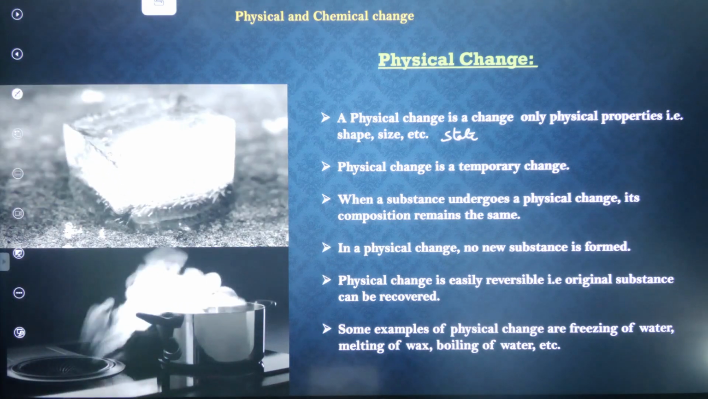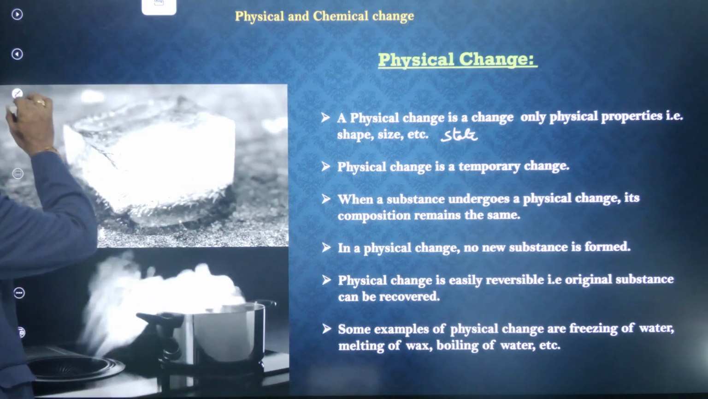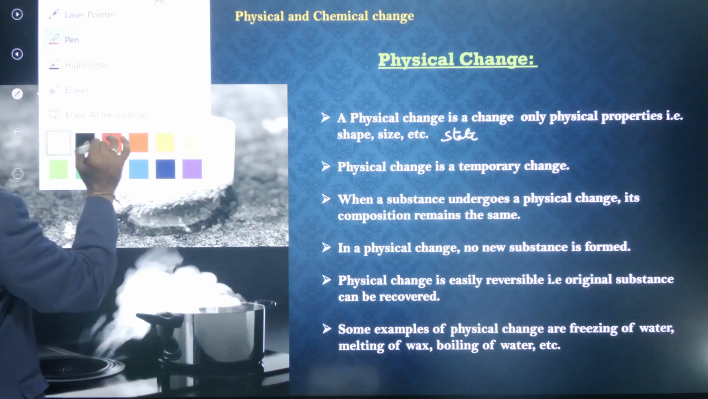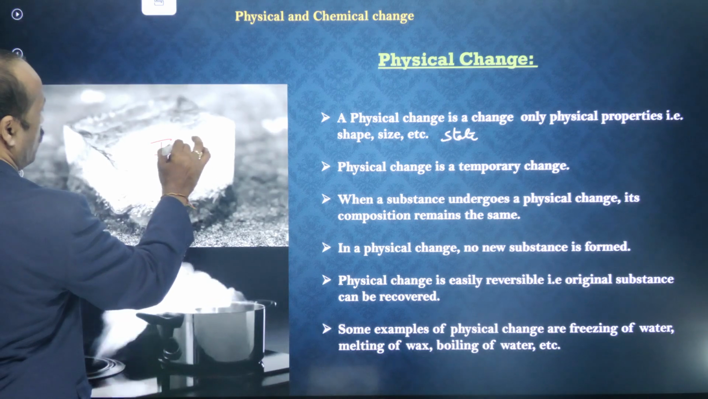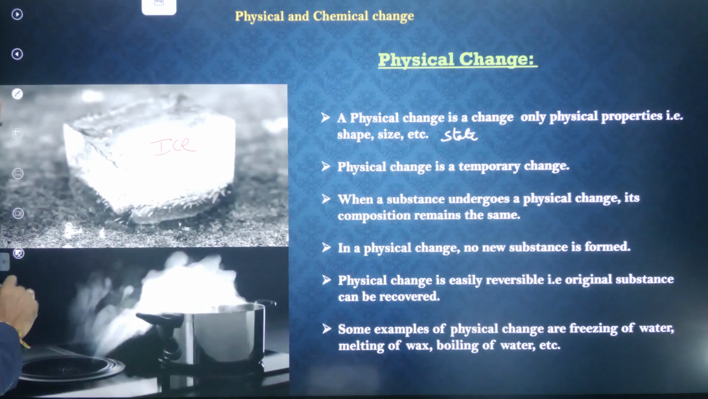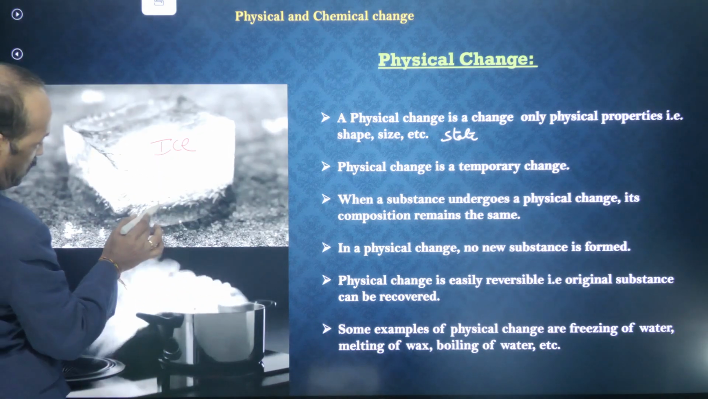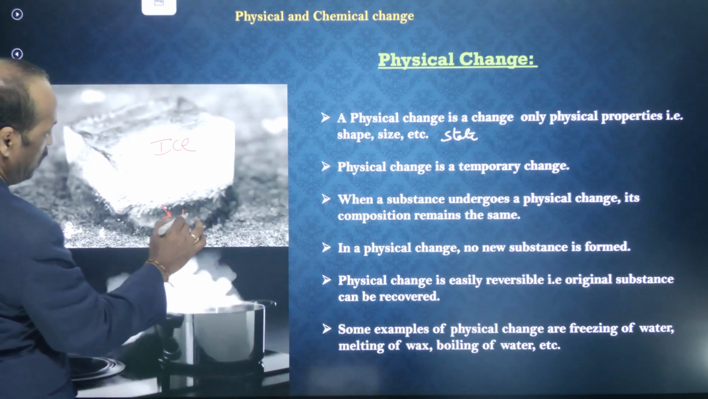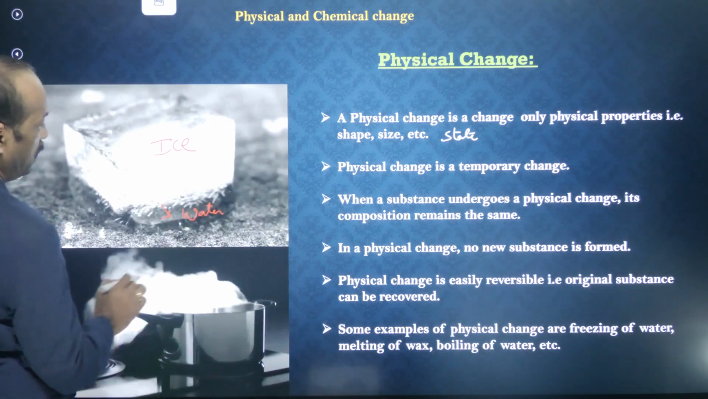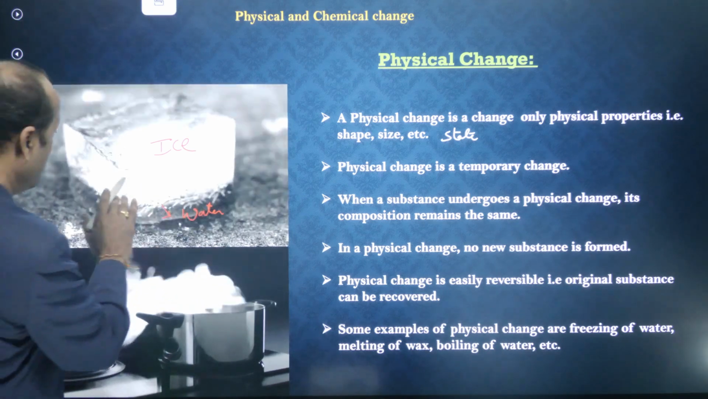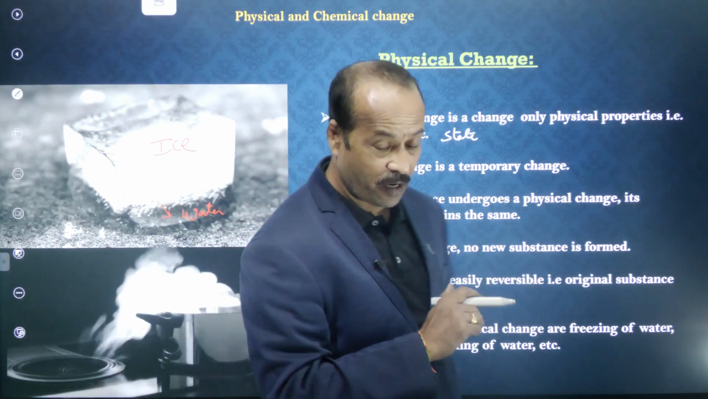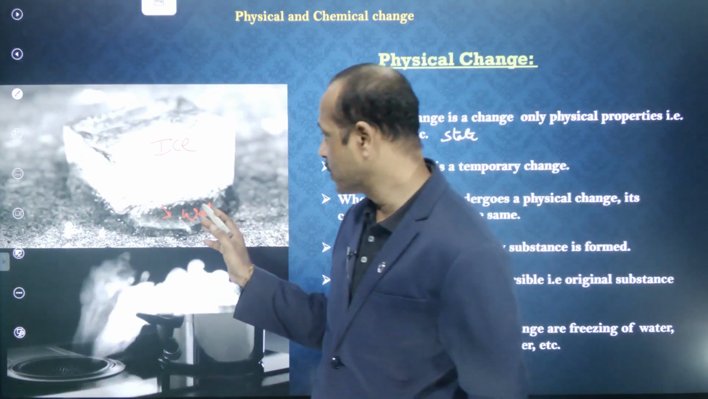Now example you see here. Here what is this? This is an ice. Okay. Ice in which state? Solid state. If it melts, what happens here? You can see here, it's turning into the water. Alright. So water, if you freeze it, it becomes ice. Ice, if you bring out of the refrigerator, then it becomes water.